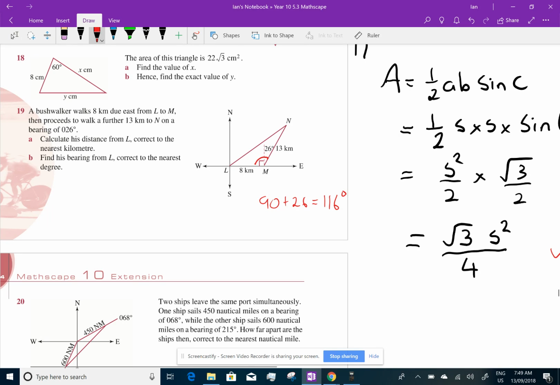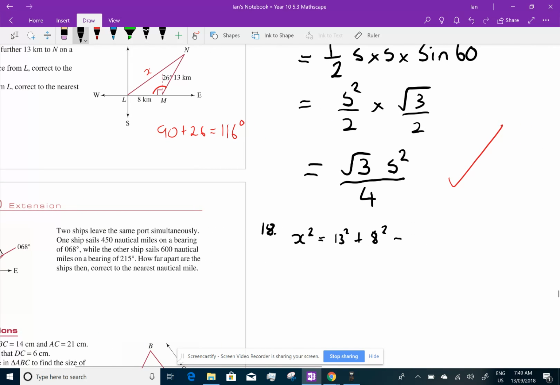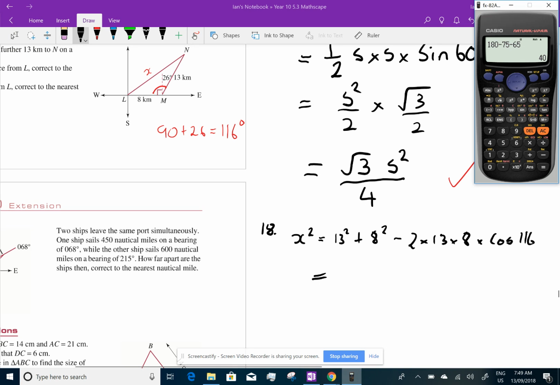So I'm going to use x to represent that. And I'll start here. So here's 18. And I'm going to use cos, yep. So x squared equals 13 squared plus 8 squared minus 2 times 13 times 8 times cos 116. And I'll do that on my calculator.